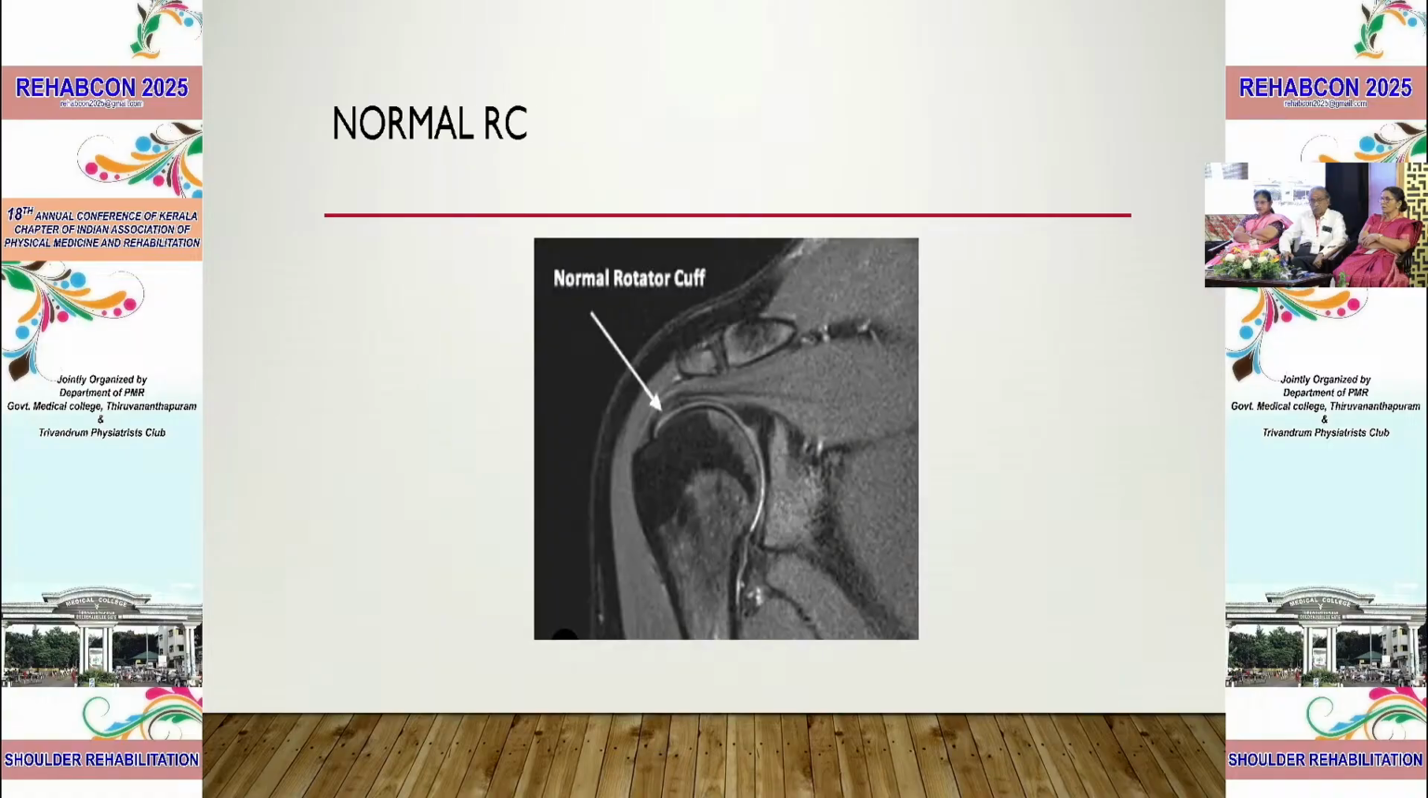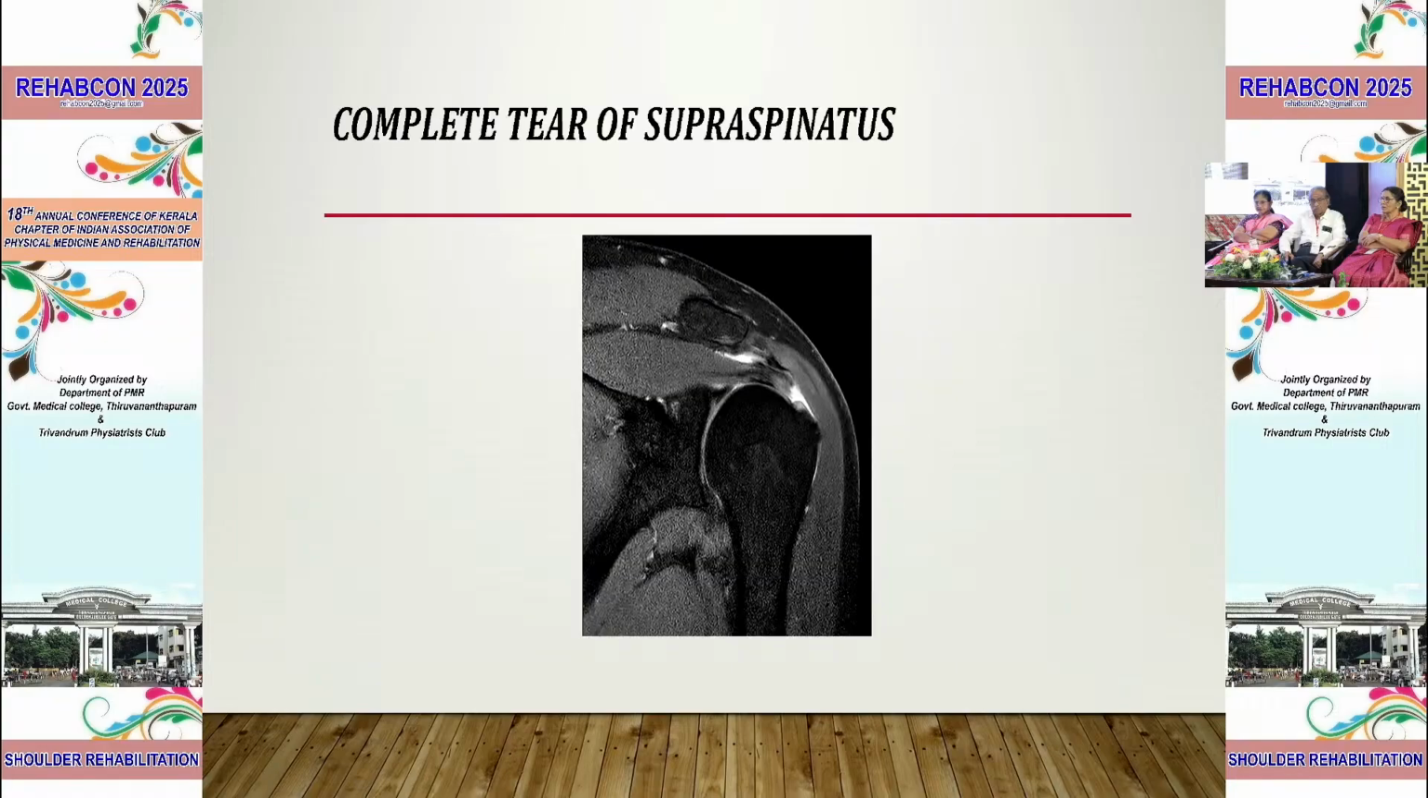This is a normal RC, the most important structure to identify in MR. And you can see the rotator cuff with the supraspinatus insertion there. And this, look at the complex tear. You can see that there is a total cutoff of the tendon there, and the fluid coming in between.